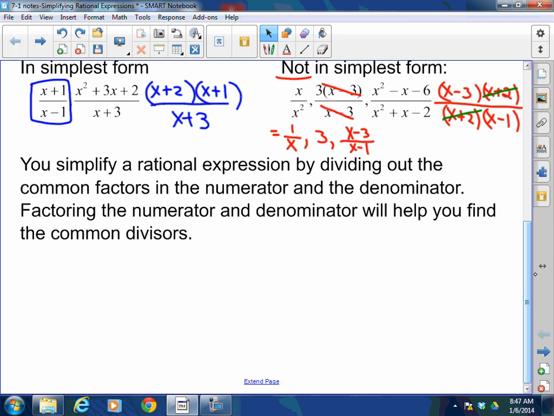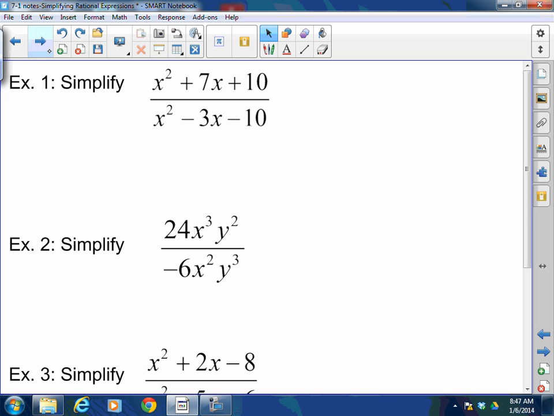You simplify a rational expression by dividing out the common factors in the numerator and the denominator. Factoring the numerator and the denominator will help you find the common factors or the common divisors. Go ahead and factor, factor, factor, and then simplify. You guys with me so far? Pretty easy, right? All right, let's have some fun.